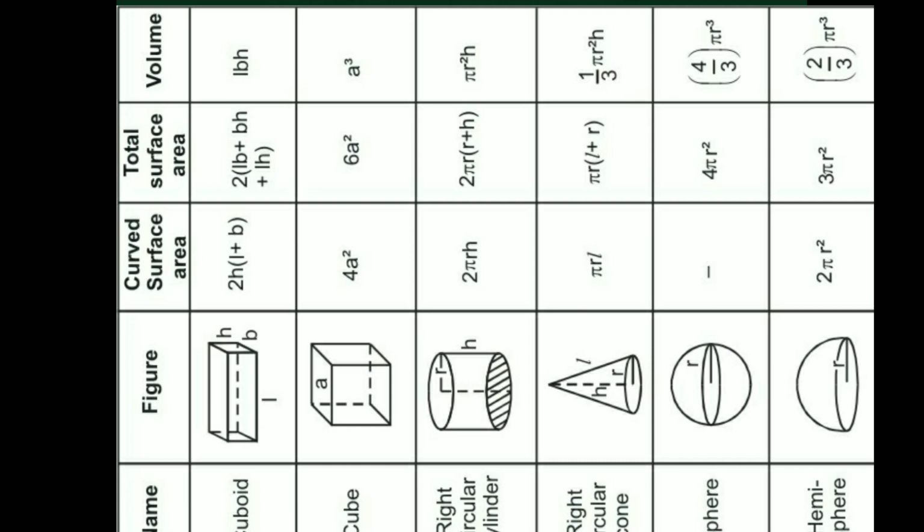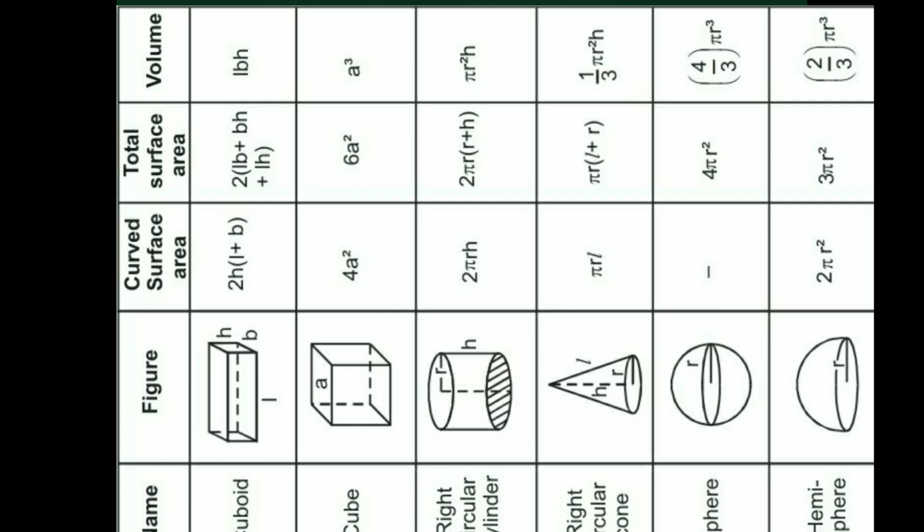Now for the cylinder. This is the radius R and this is the height H. So the curved surface area of cylinder will become 2 pi RH. Total surface area will be 2 pi r into H plus R. And the volume will become pi r square H.